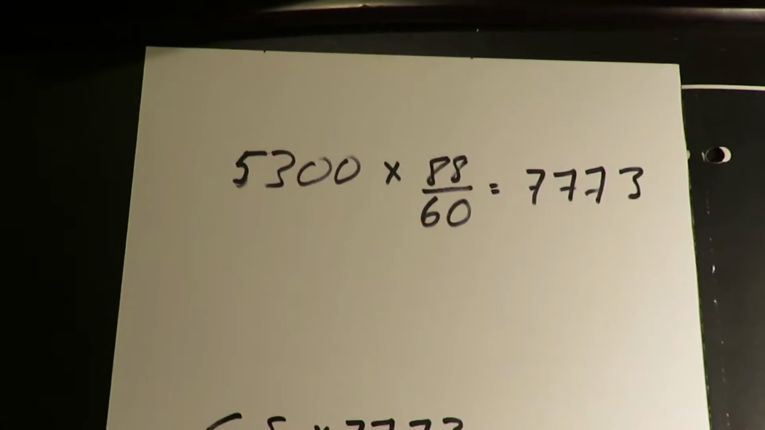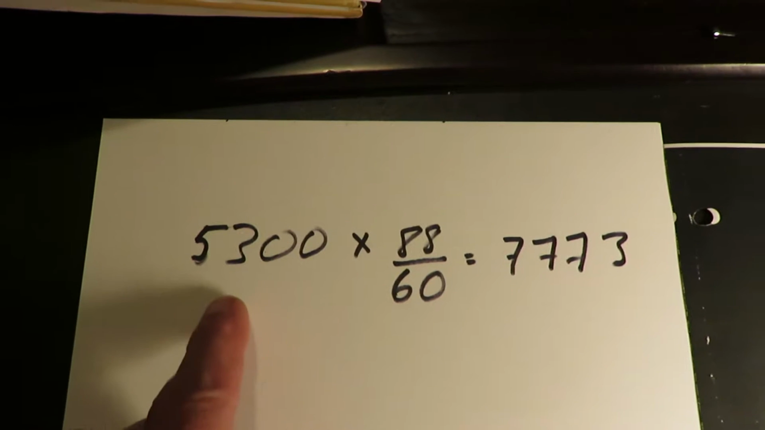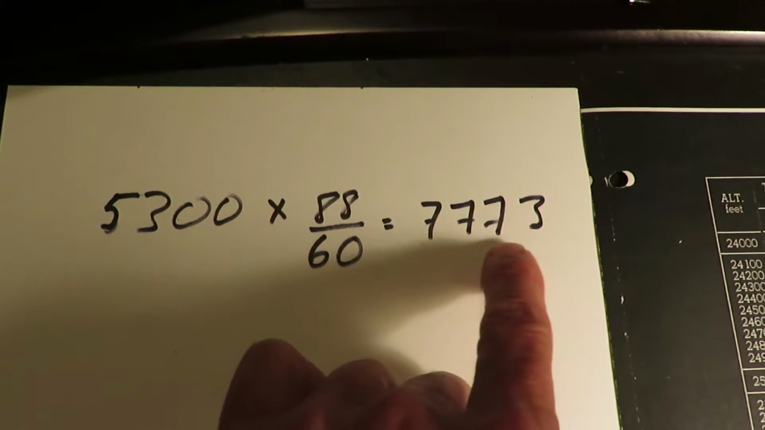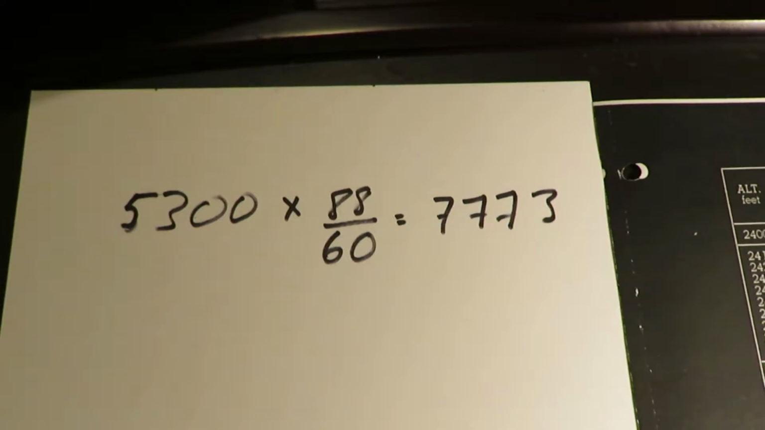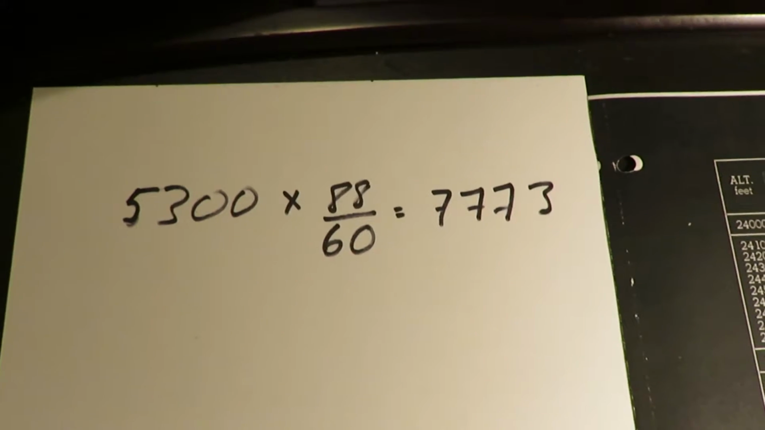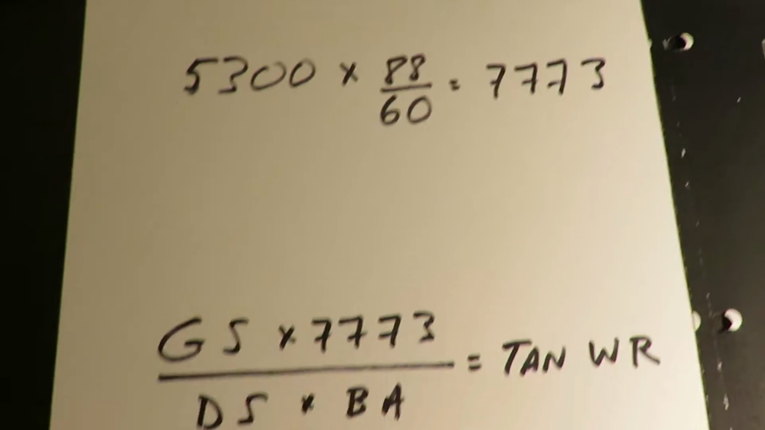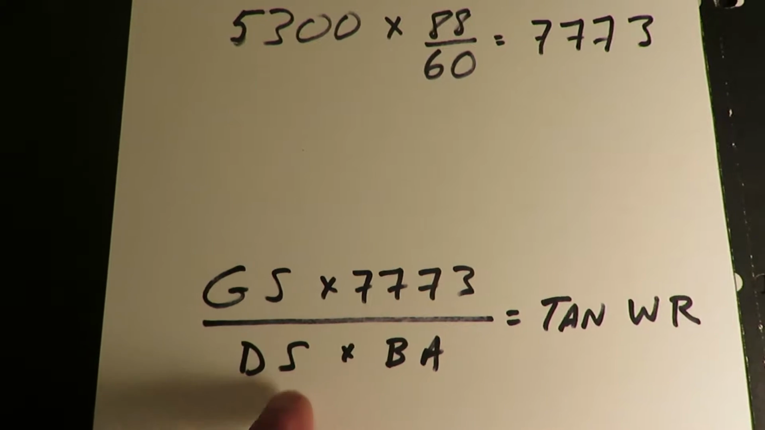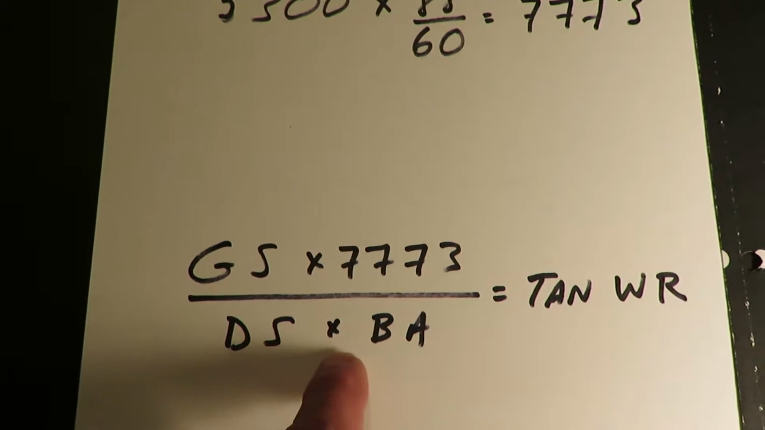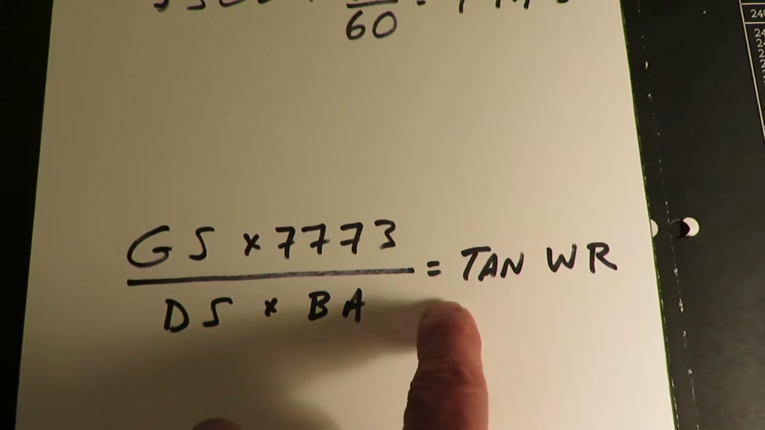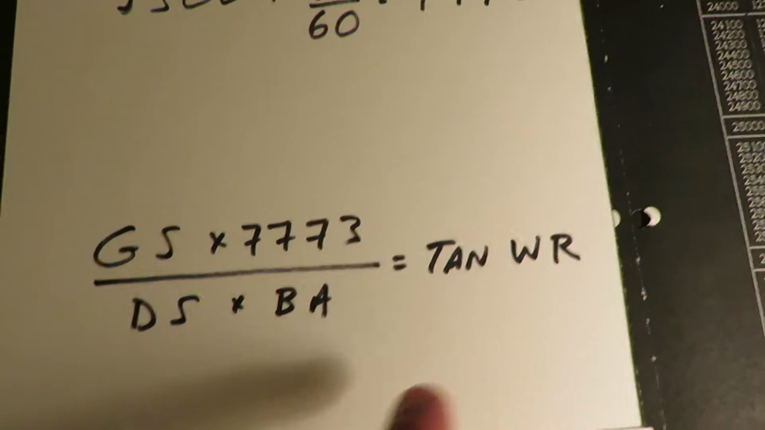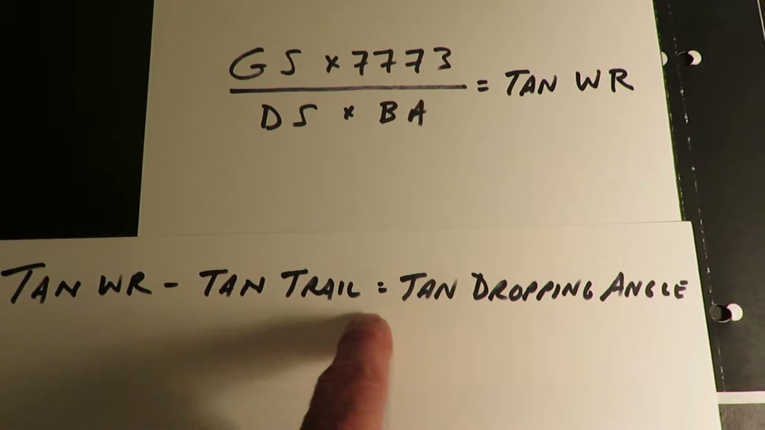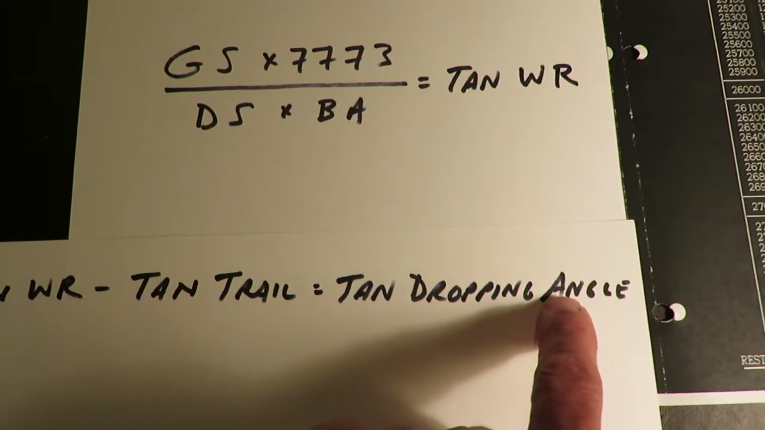If you take the bombsight constant of 5,300 and multiply that by 88/60, you get the number 7773, which can be used in ground speed calculations. Without deriving all of the math, if you take the ground speed times 7773 and divide that by the disk speed setting times the bomb altitude, you get the tangent of the whole range. The tangent of the whole range minus the tangent of the trail equals the tangent of the dropping angle.